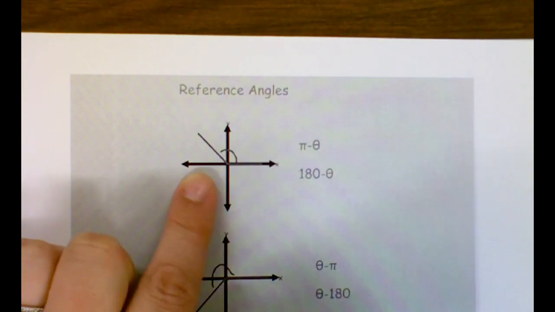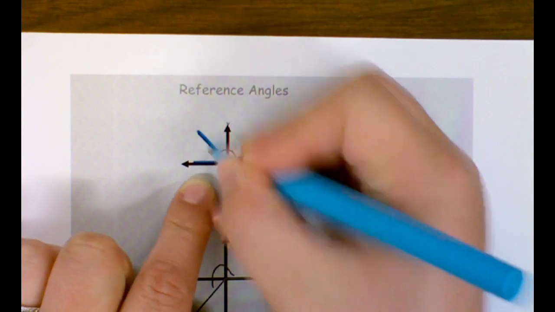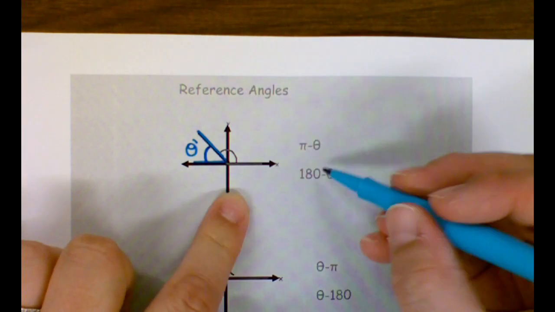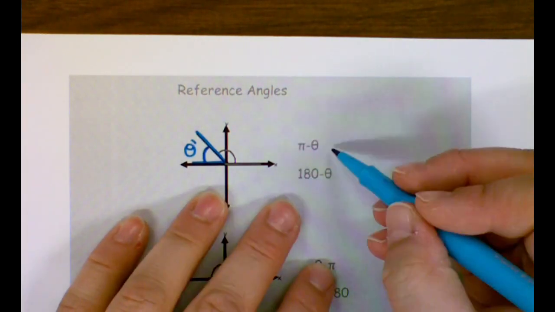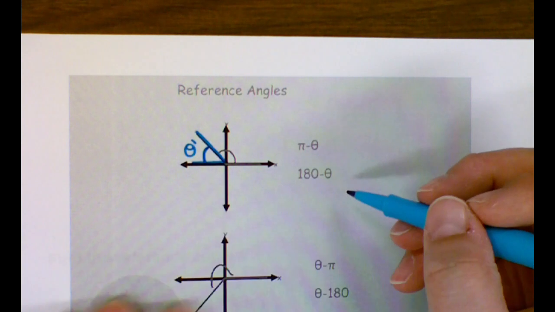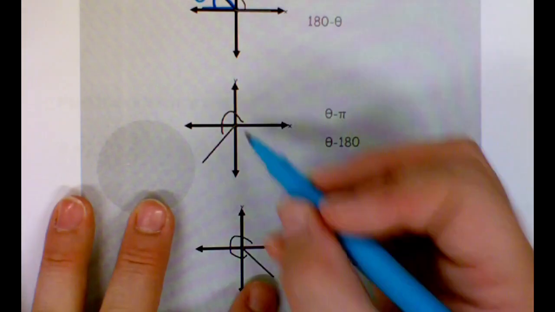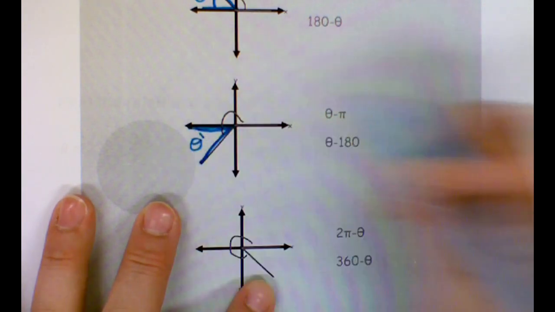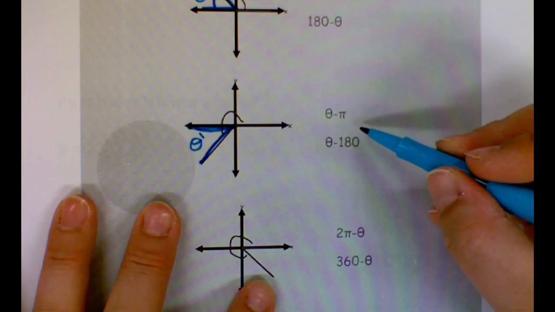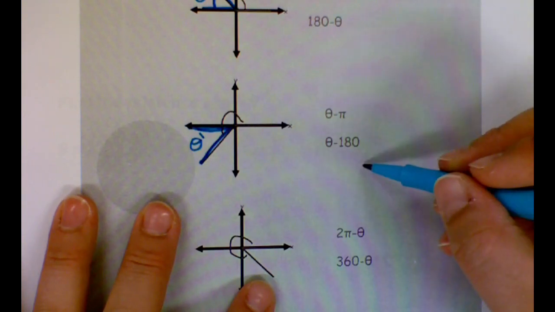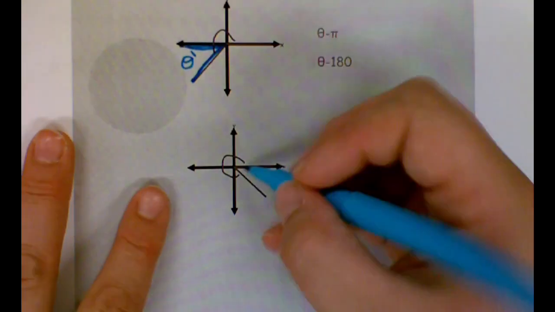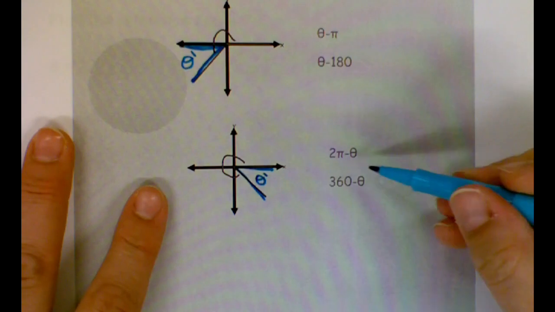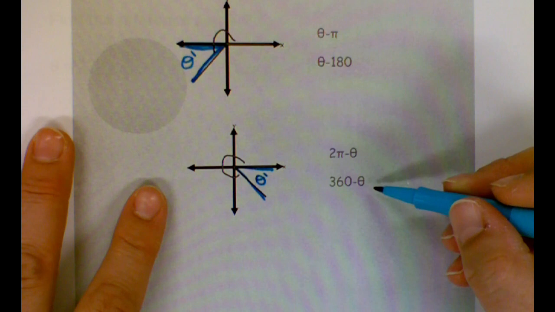If you're in the second quadrant, the reference angle is actually this angle, the angle that gets you to the x-axis. You find it in the second quadrant by using pi minus theta or 180 minus theta if you're in degrees. In the third quadrant, our reference angle is actually this piece right here. That's theta prime. To get that one, you'd take theta minus pi or theta minus 180. And in the fourth quadrant, our reference angle is actually right here, getting you to 360 degrees. So you take 2 pi minus your angle or 360 minus your angle.